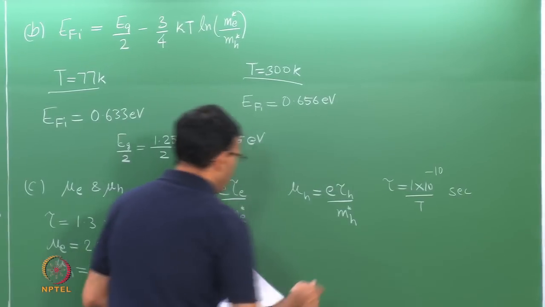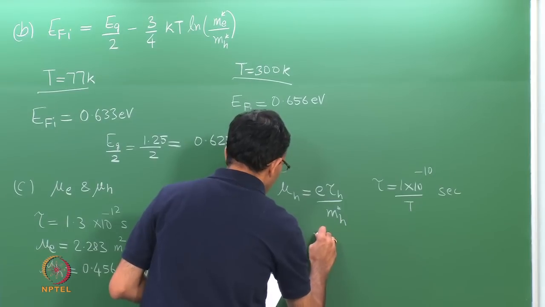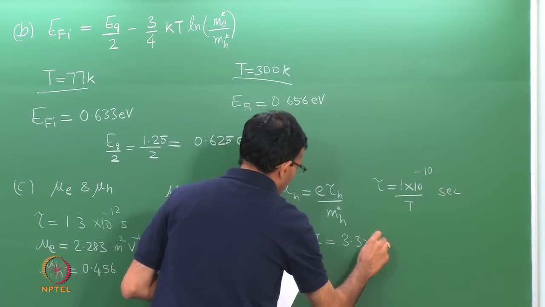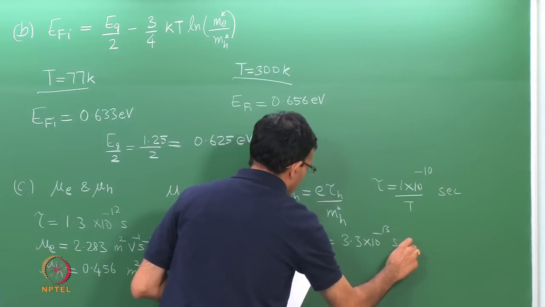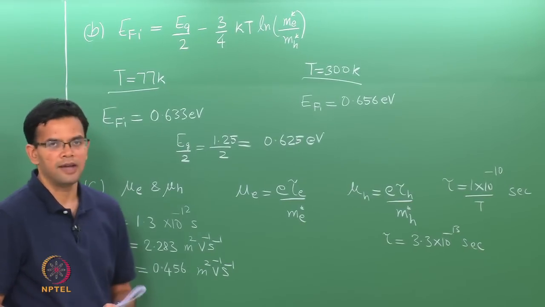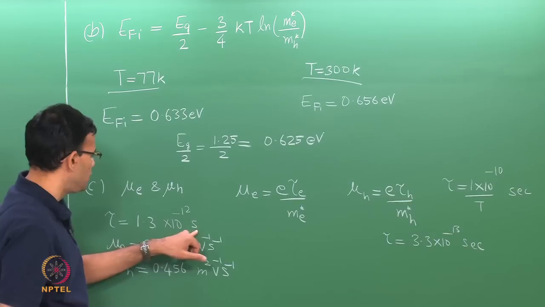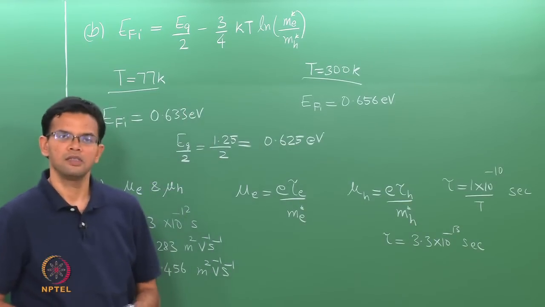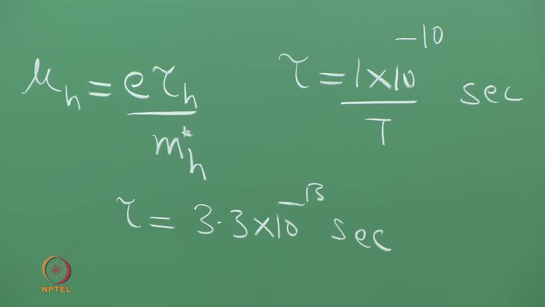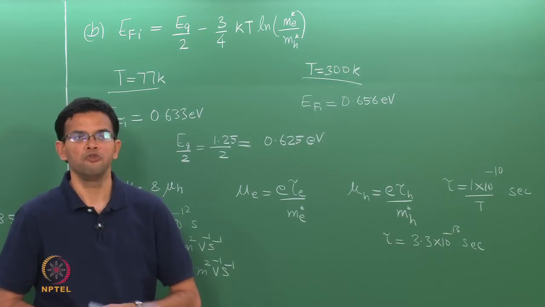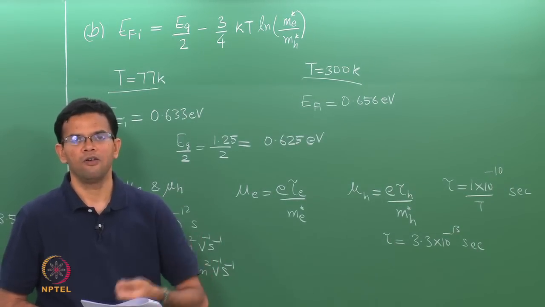We can do the same for 300 Kelvin. In this case, tau is 3.3 times 10 to the minus 13 seconds. So, higher the temperature, smaller is the scattering time. So, at low temperature, this is minus 12 seconds, this is minus 13 seconds. So, one way to think about this is higher the temperature, faster the electrons in holes are moving, because they have higher thermal velocities. So, they can scatter off the atoms quicker.